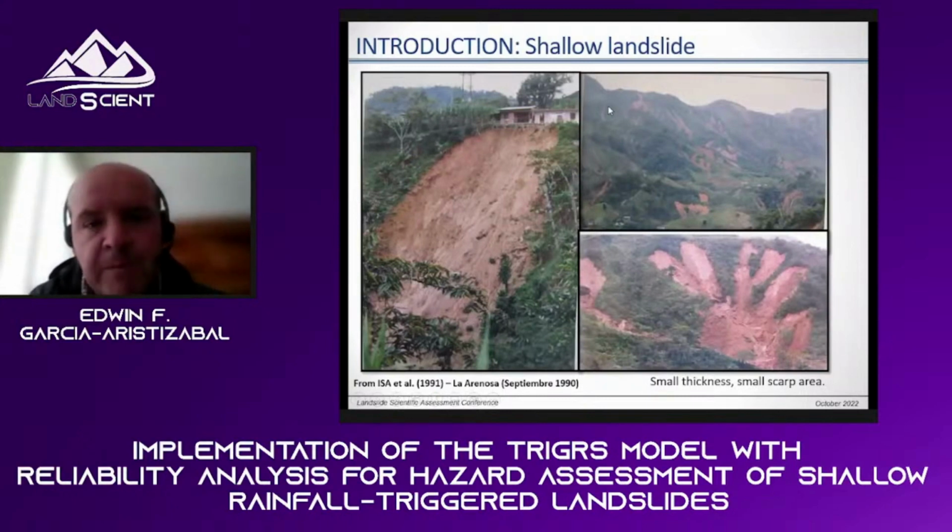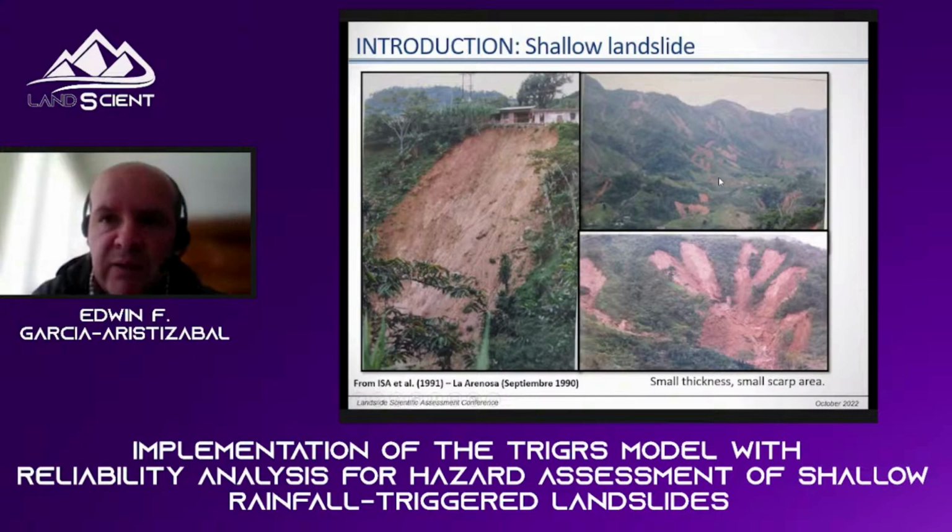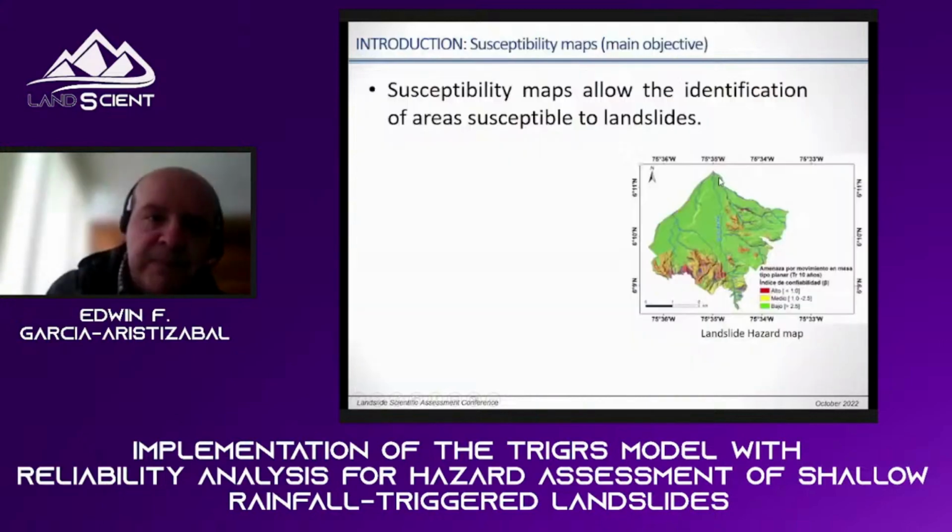Here we have some pictures of some events related with shallow landslides. As you can see, these events are of small thickness, and they have very small scarp area. Actually, the mass accumulation is due to the big number of landslides that we have, as we can see in the right picture. We can see many landslides, and after that we have a debris flow that can generate another problem or geological hazard.